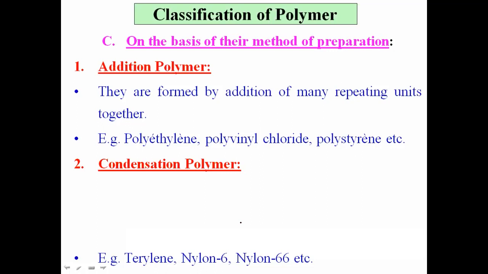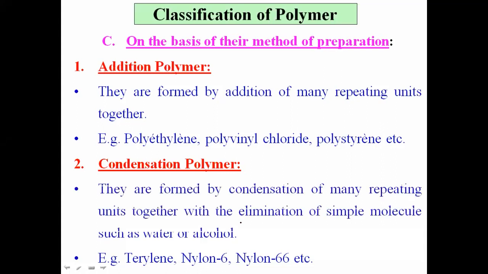In addition, two compounds directly add together to form a single product. But in condensation, there is evolution of a small molecule like water or alcohol during the addition, and this is called condensation. Thus, they are formed by the condensation of a number of monomers with the elimination of a simple molecule like water or alcohol.